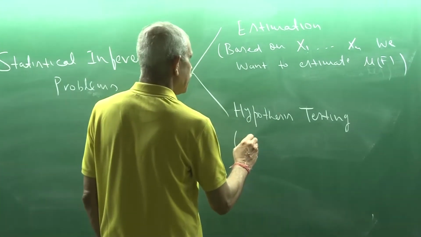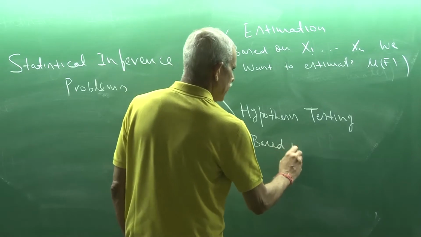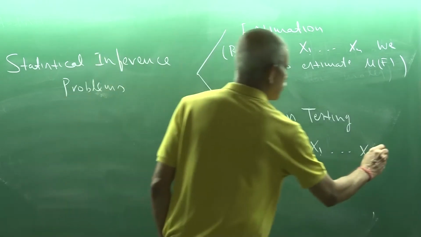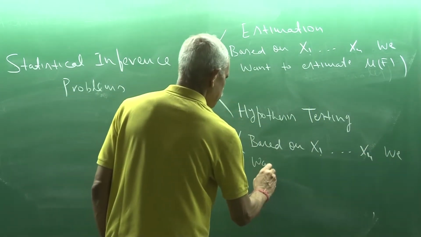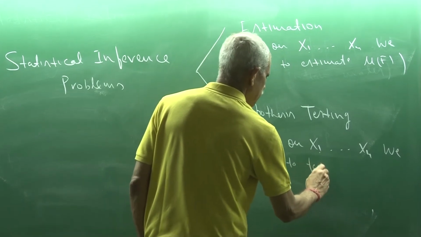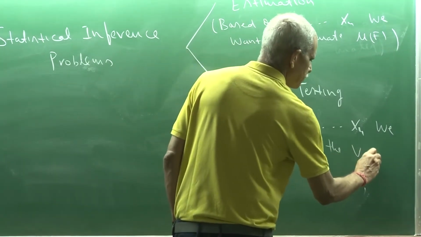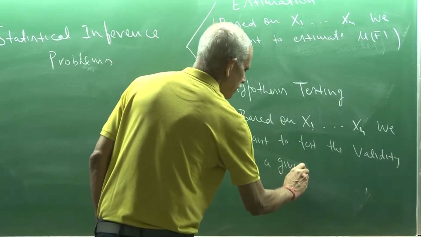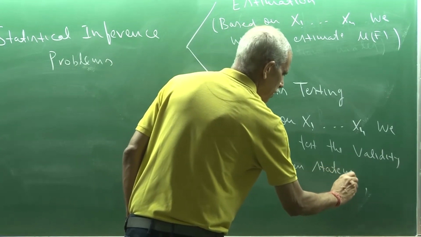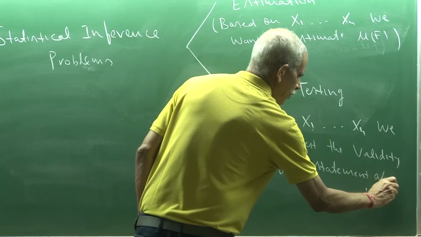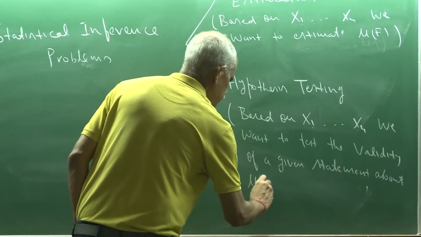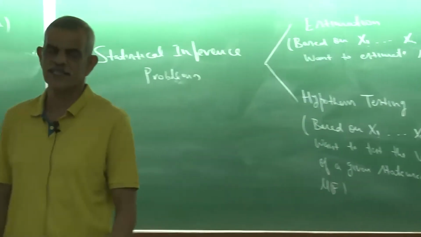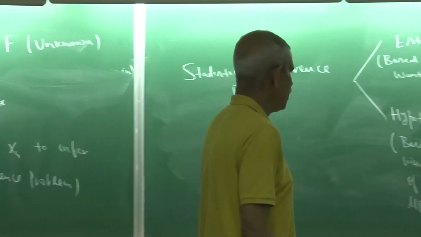So, based on x1, x2, xn, we want to test the validity of a given statement about mu of f. Now, in statistics, we also call this statement the hypothesis. So, we are interested in testing whether a given hypothesis is true or not.